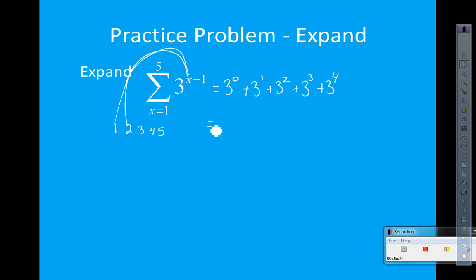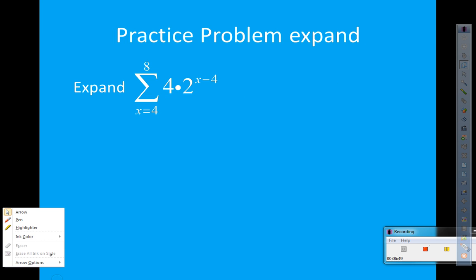Now let your calculator help you out. 1 plus 3 plus 9 plus 27 plus 81. Add those up and get 121. Okay. I've got one just a little bit harder than that one. Here's what it looks like.